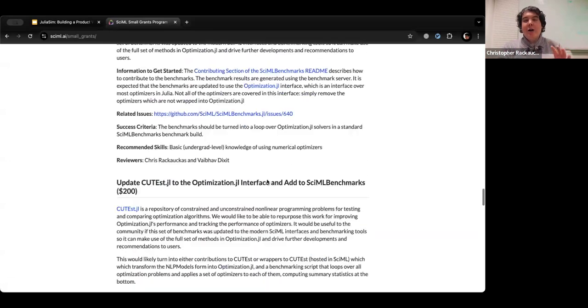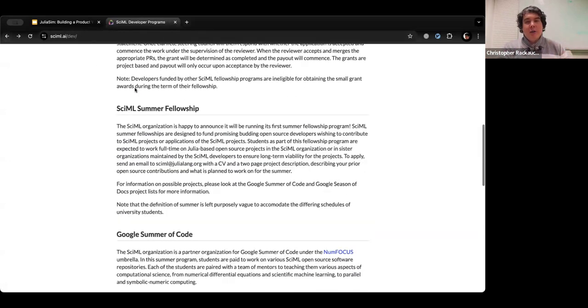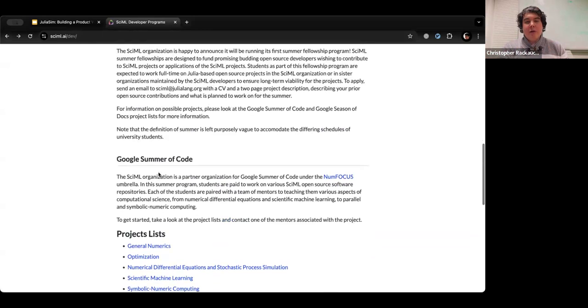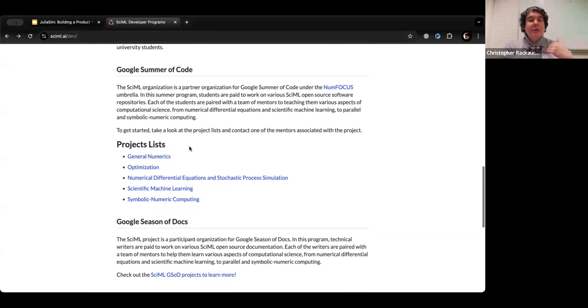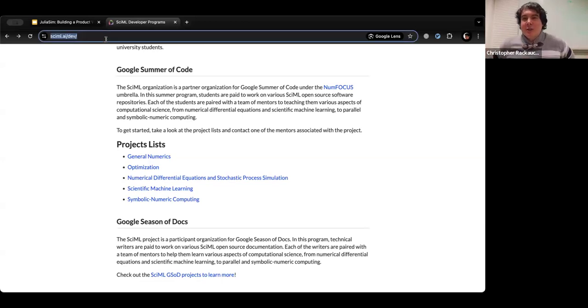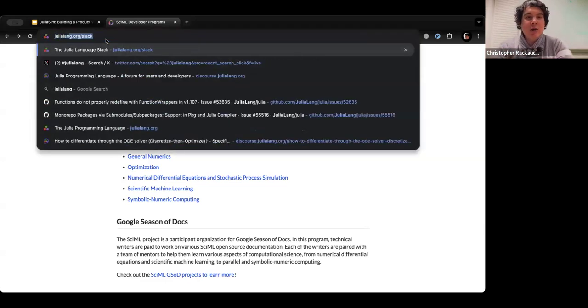So I think that a lot of these developer programs that we do, the small grants program and the fellowships and Google Summer of Code, these are where we've actually seen most of our long-term maintainers come from. If you just want to make a few contributions and get into this yourself, I think the best way to do that is to just get into the community.